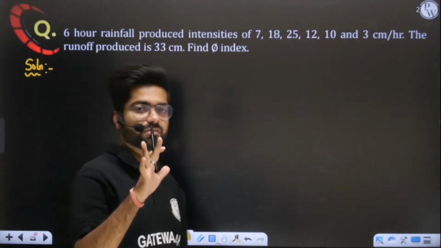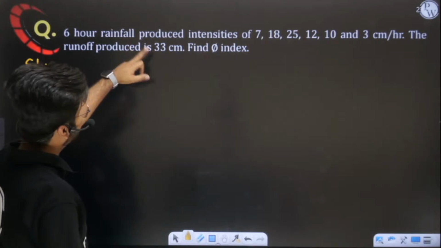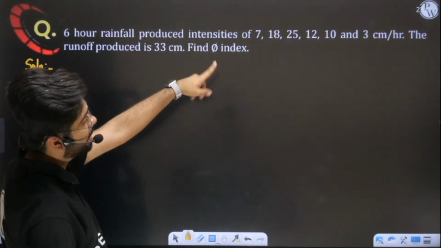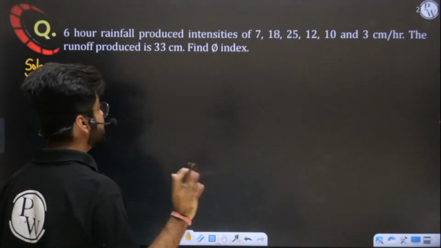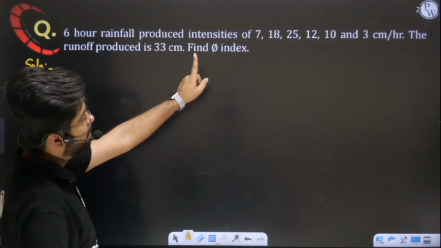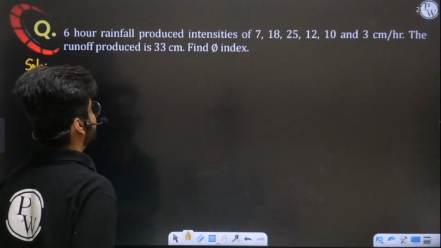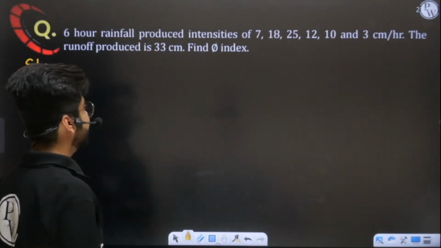Be very attentive here. Listen very carefully. Please be focused. So they are saying 6 hour rainfall produced intensities of 7, 18, 25, 12, 10, 3 centimeter per hour. For 6 hours of rainfall, in the very first hour we have 7, then second hour 18, and so on. We have 6 rainfall intensities in 6 hours. The runoff produced is 36 centimeter. Find the value of phi index.